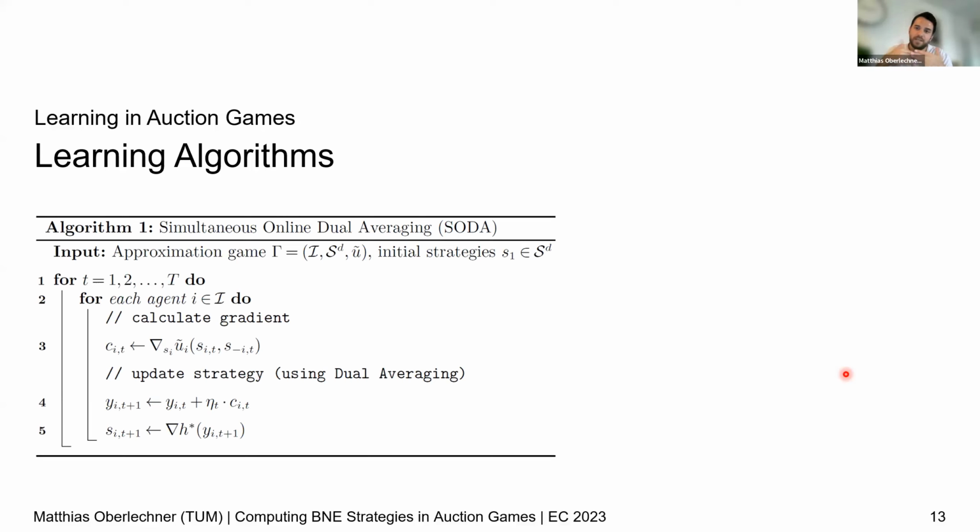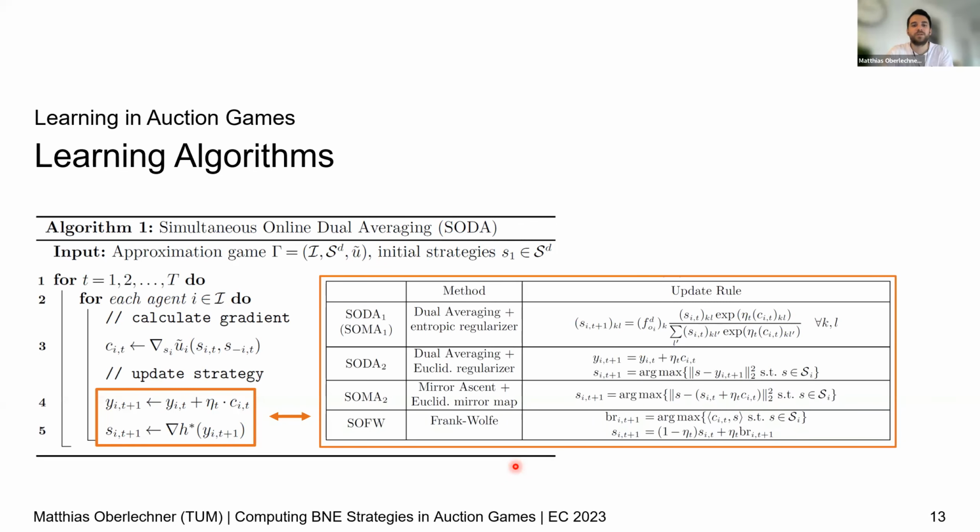So here in each iteration, each agent computes the gradient of the utility function, then uses this information to update the strategy somehow. The update rule we used is dual averaging, but you could use any other methods if you want. In our numerical example, we use different versions of dual averaging and also mirror ascent and the Frank-Wolfe algorithm.